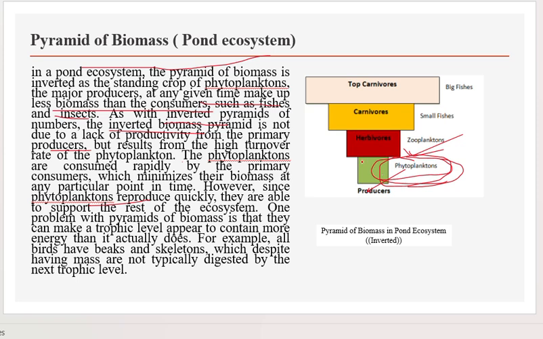So their trophic level is narrow, and for that reason the graphical representation pyramid is formed inverted. Okay, this is the main reason it is inverted. In a pond ecosystem, the pyramid of biomass is inverted.